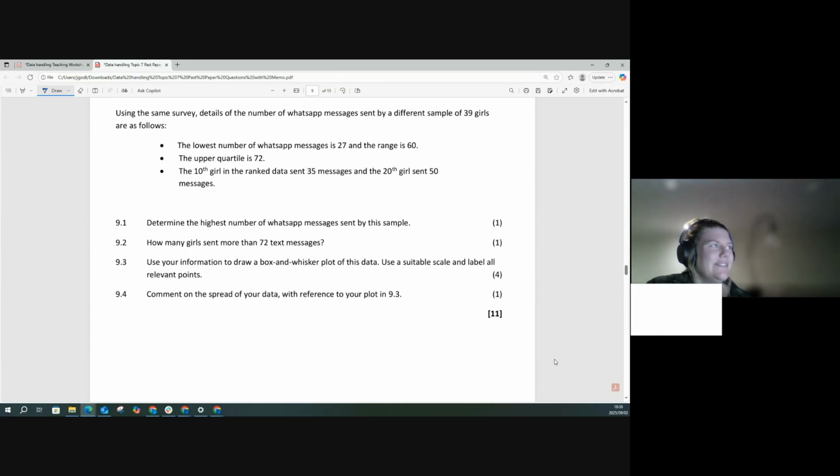Okay, details of the number of WhatsApp messages sent by a sample of 39 girls are as follows. The lowest number of WhatsApp messages is 27, and the range is 60. The upper quartile is 72, and the 10th girl in the ranked data sent 35 messages, and the 20th girl sent 50 messages. Determine the highest number of WhatsApp messages sent by this sample.